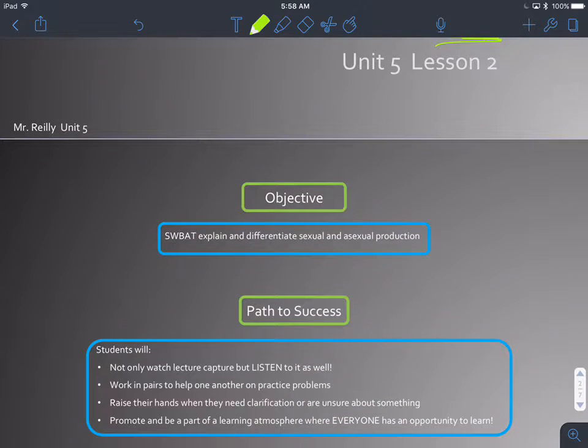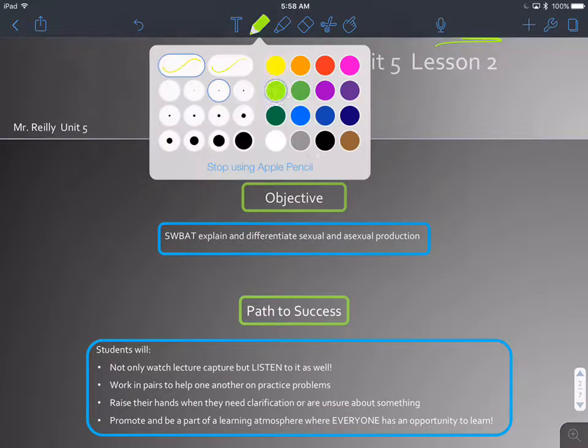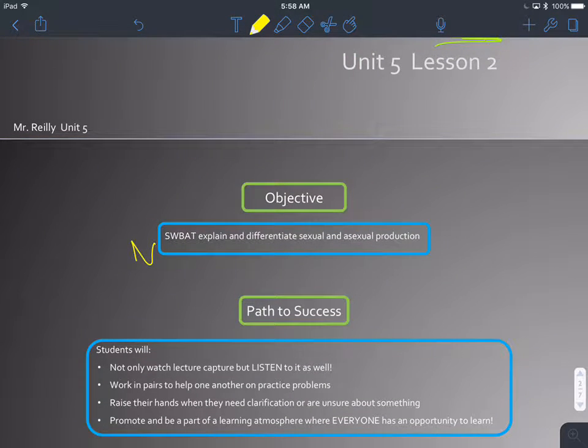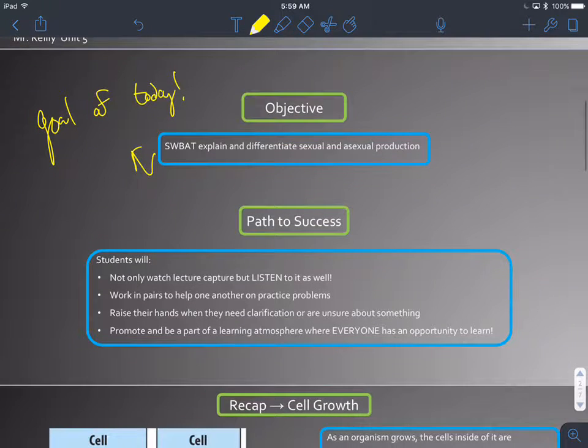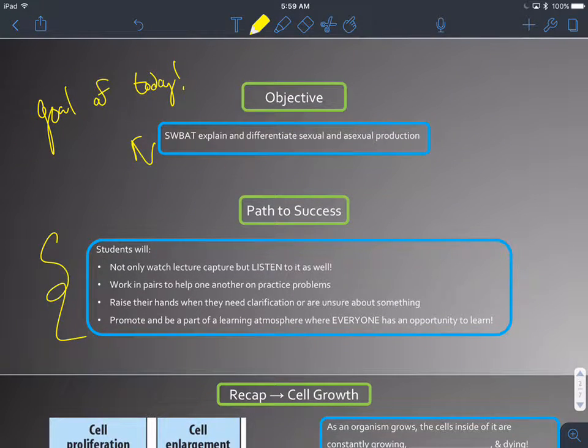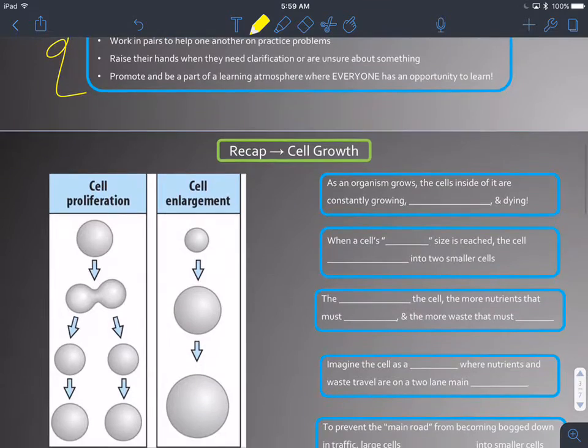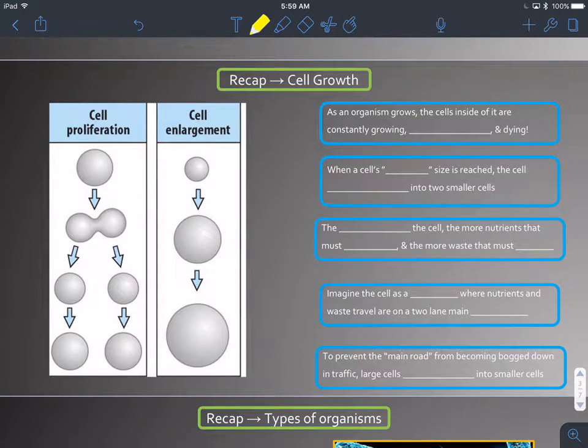So, this is what you should be able to accomplish by the end of this lecture. You should all be able to explain and differentiate between sexual and asexual reproduction, okay? And this is how you're going to be able to do it. If we follow these steps, you're all going to be able to do this by the end of class. So, this is a quick recap of what we covered last Thursday.